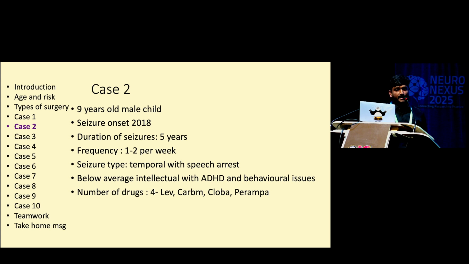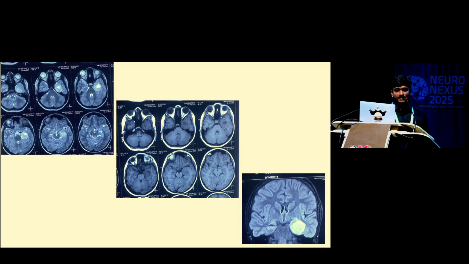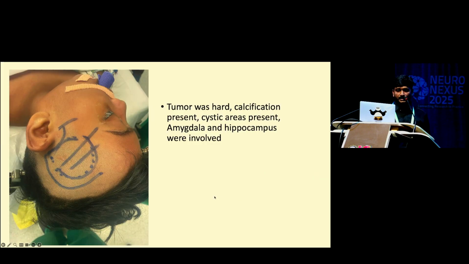The second case is a 9-year-old male child. Again, the duration of seizures is about 5 years, and he had temporal onset with a speech arrest. The speech arrest usually denotes the left side. So this is a tumor-related surgery. There is a large tumor involving the amygdala and the hippocampus. We did the same anterior temporal lobectomy with tumor excision under ECOG guidance. In this case, we opened big because the tumor was extensive. We need wide exposure.